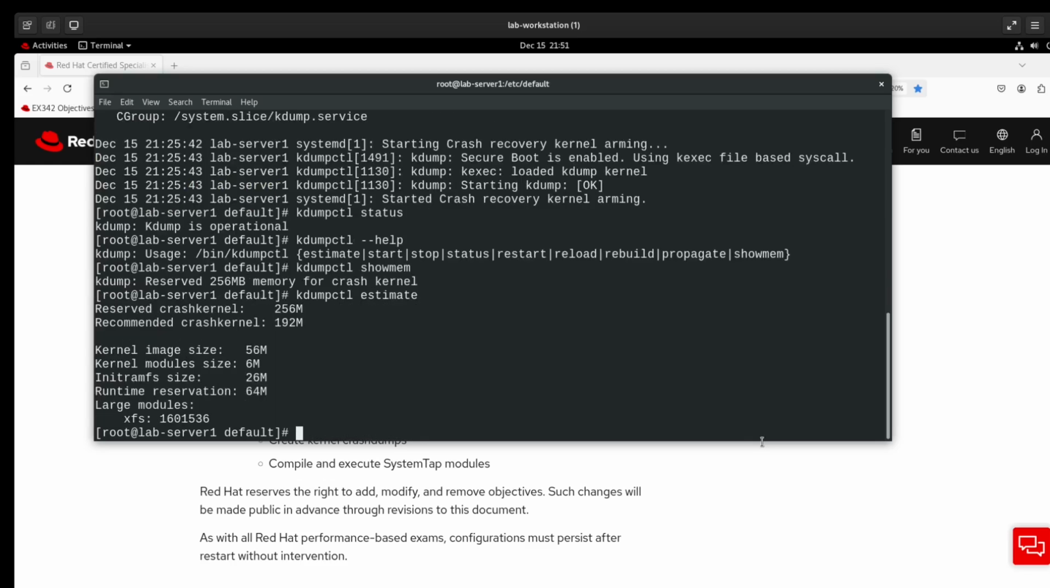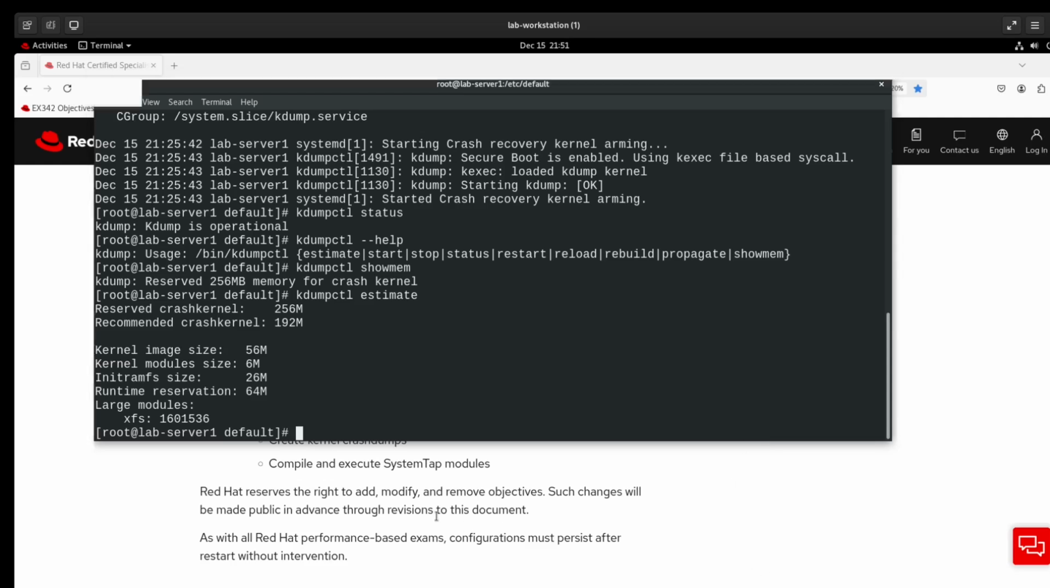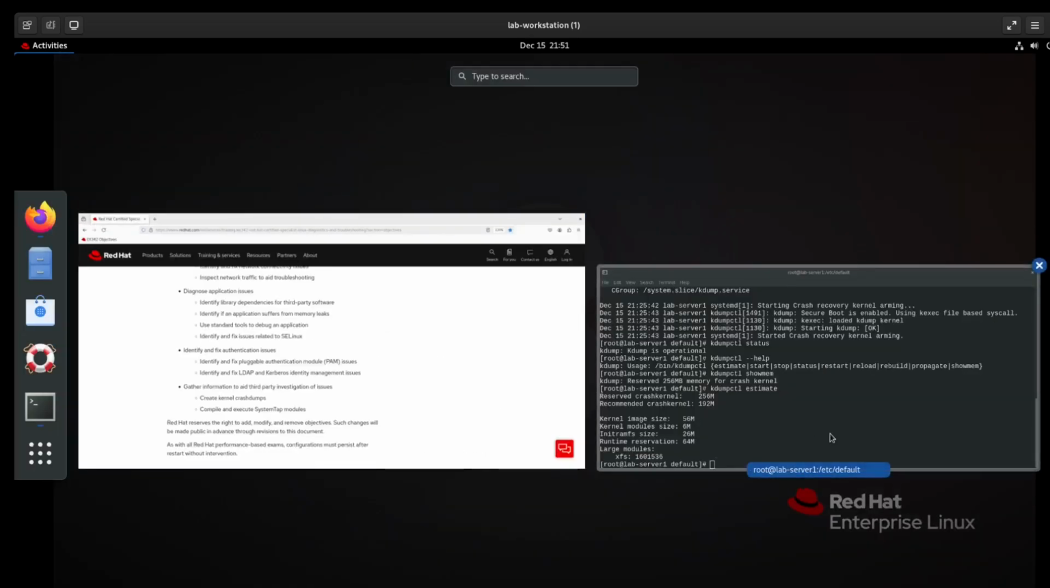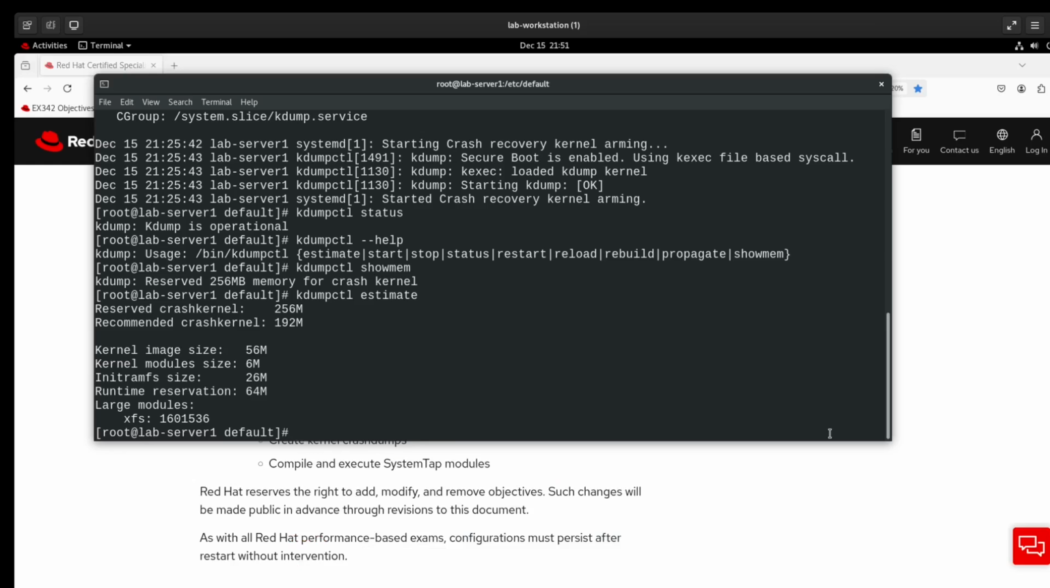That's kind of interesting. All right, so I would imagine on the exam we're going to have to force a crash in order to make a crash dump. It actually even says create kernel crash dump. So we're going to have to force a crash, and there are a couple of things that we could do with this. One is kind of the easy way. The other will be creating conditions for it.